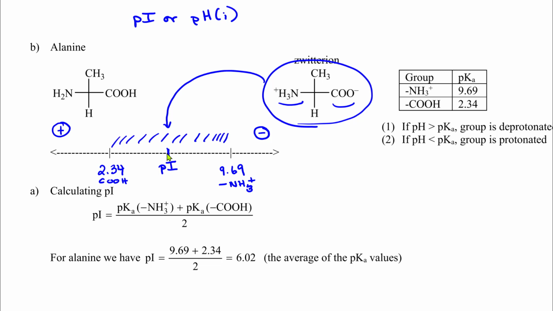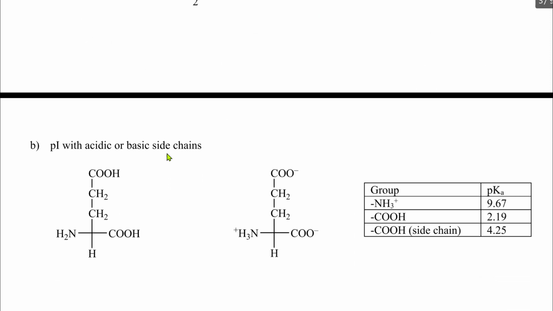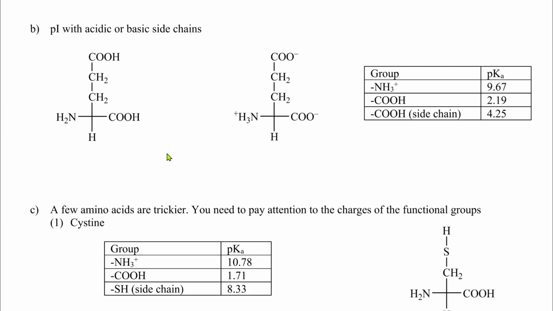And the calculation is pretty easy. You just take the pKa's and you average them together. But conceptually, that's how you put that together. Most of the amino acids can be treated this way. That is, you can calculate Pi just by averaging the two pKa values. Okay, now I'm just going to tell you how you do it if it's not the case, and then I'll go through why it's that way.